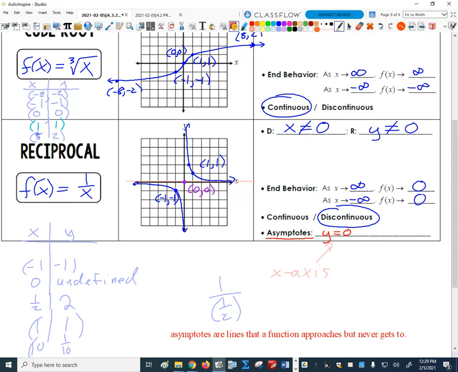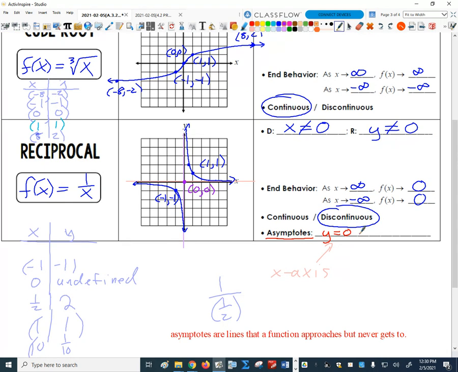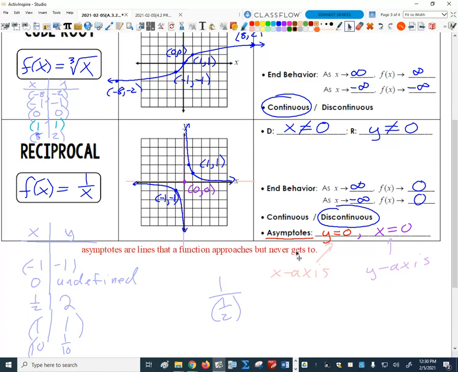So here's another asymptote, is that y-axis right there, right? So what's the y-axis? That's the line x equals 0. That's the equation for the y-axis, okay? I'll put that right there for our notes.